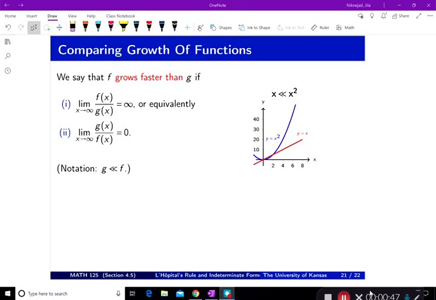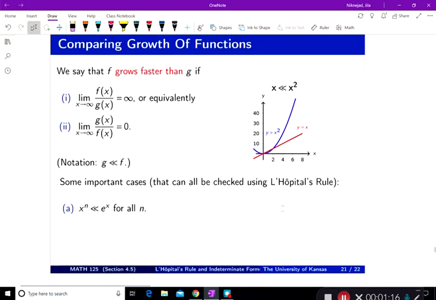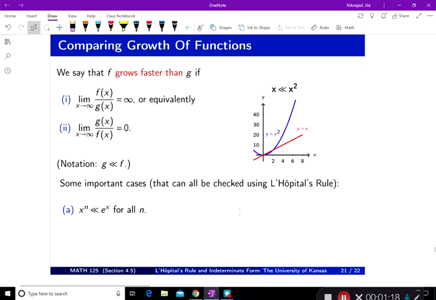One example is to compare x to x squared. x is the line over here, and x squared is the fast growing parabola. So they get really far away from each other. And how we show this is that x squared is much bigger than x. That means as we approach infinity, one is growing a lot faster.